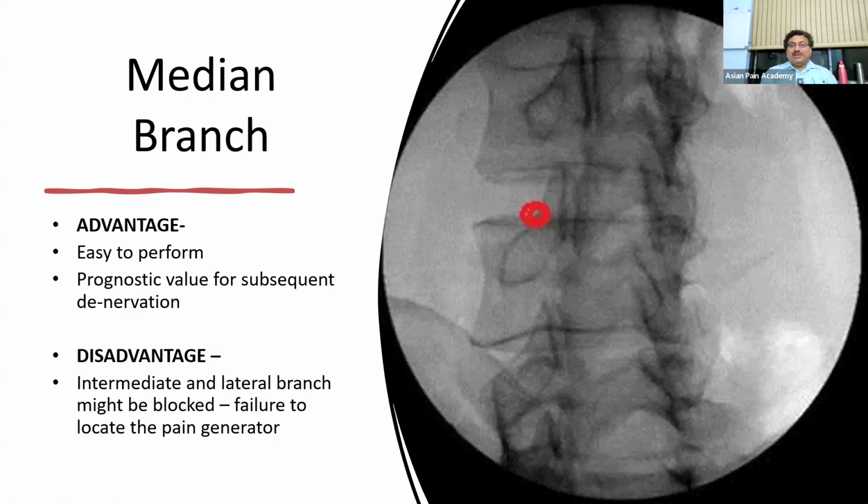So what is the advantage of the medial branch block? Definitely it's easy to perform. Prognostic value for subsequent radiofrequency denervation is higher. But the disadvantage is that the intermediate and lateral branches may be blocked if your volume of injection is more, and it can fail to locate the pain generator because the drug spills over to other areas, which causes loss of our diagnostic potency. But prognostic value is definitely more in case of medial branch block.